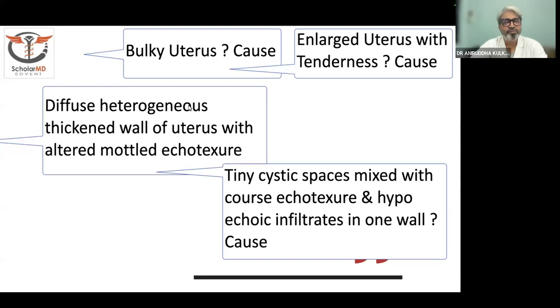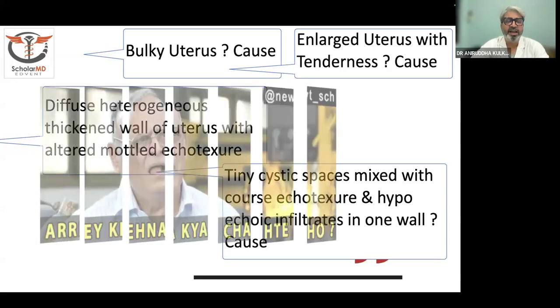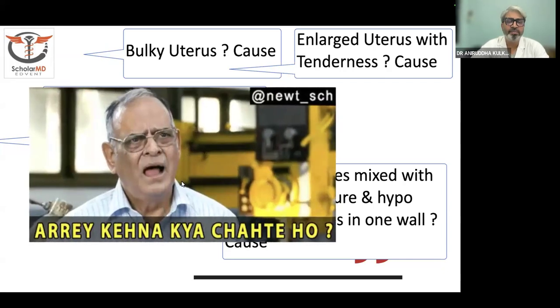For the last many years, we have been reporting bulky uterus, query cause; enlargement of the uterus with tenderness, what is the etiology; diffuse heterogeneous thickening of the uterine wall with mottled echotexture, what is the etiology; tiny cystic spaces mixed with the coarse echotexture of the uterus and hypoechoic infiltrates in one or the other wall, what is the etiology. So all we were describing were only findings, but none of us was saying that it is adenomyosis. And usually the clinician used to ask, why, what is your opinion? What exactly do you want to see?